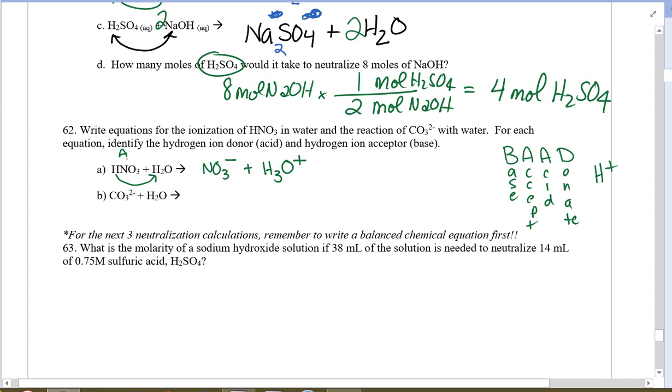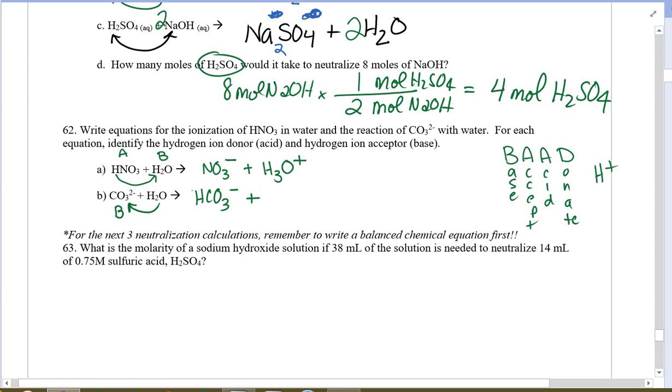Okay, notice that since HNO3 was my acid, then water acted as my base, because if HNO3 is a hydrogen giver, my water was acting as the hydrogen taker. All right, down here, I've got the carbonate ion, and I've got water. And this thing doesn't have any hydrogens to give, so it must be a taker. So I'm going to say this is going to be my base, and it is going to take a hydrogen. So CO3 becomes HCO3, and -2 becomes -1.